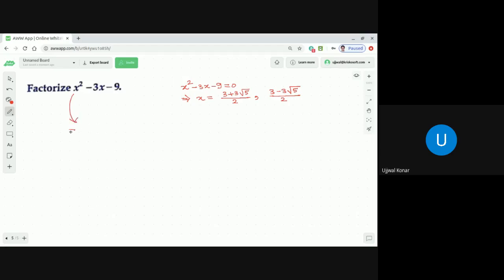So its factorization should be x minus (3 plus 3 root 5) by 2, and x minus (3 minus 3 root 5) by 2. Correct, no, dear students? Got it?